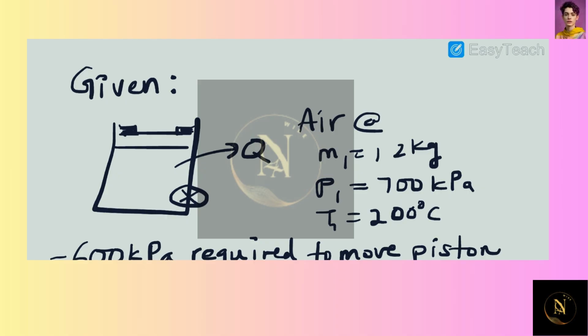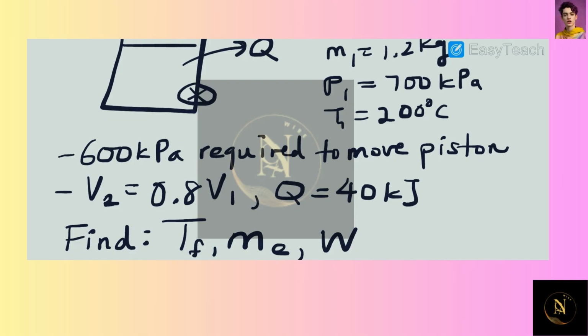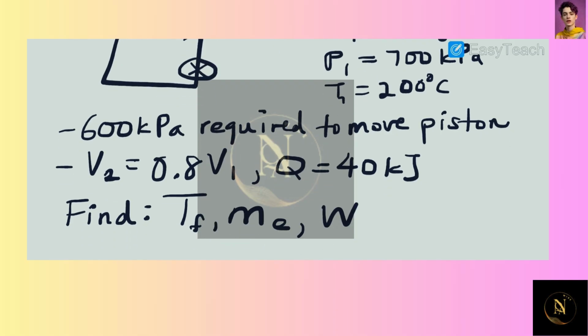Hi everyone, so what we have is a vertical piston that is resting on a pair of stops. The air inside this piston, there is initially 1.2 kg of air in there. The pressure is 700 kPa and the temperature is 200 degrees C. We know that 600 kPa is required to move the piston.